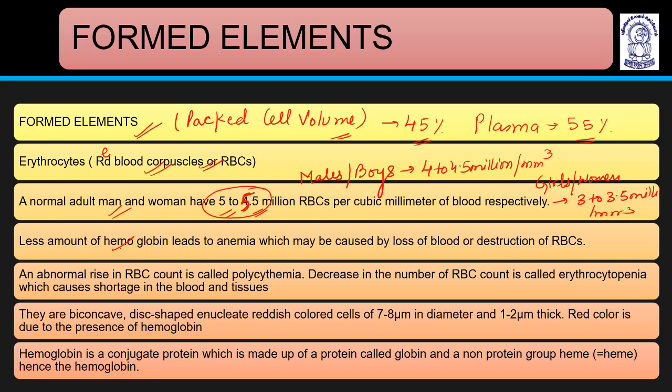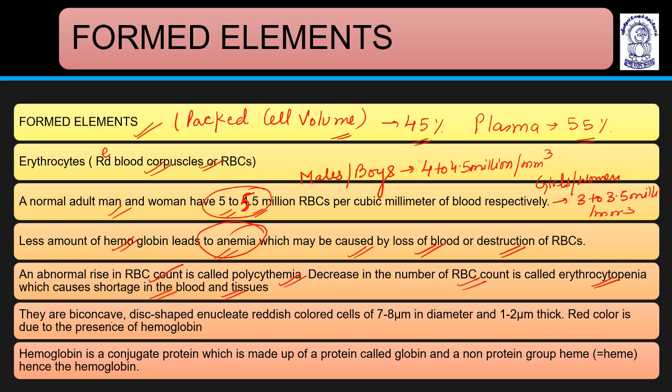Less amount of hemoglobin leads to anemia. Very important. Less amount of hemoglobin leads to anemia, which may be caused by loss of blood or destruction of red blood corpuscles. Abnormal rise in RBC count is called polycythemia. Decrease in number of RBC is called erythrocytopenia, which causes shortage in the blood and tissues.